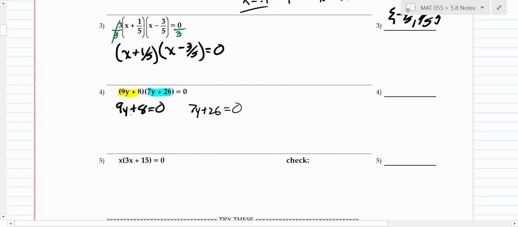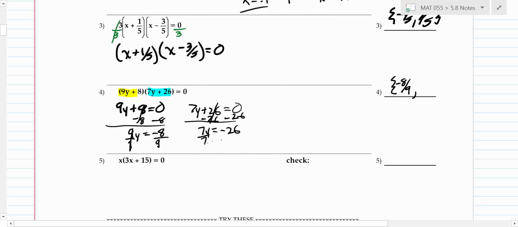You can do whatever you need to do on this. You can subtract 8 from both sides if you want to do it that way. That's 9y equals negative 8. Then you can divide both sides by 9. So one of your answers is negative 8/9 like that. Second one, you can do the same thing here. You can subtract 26. So that gives 7y equals negative 26. Then if you divide by 7, that gives the second answer, negative 26 over 7, like that.